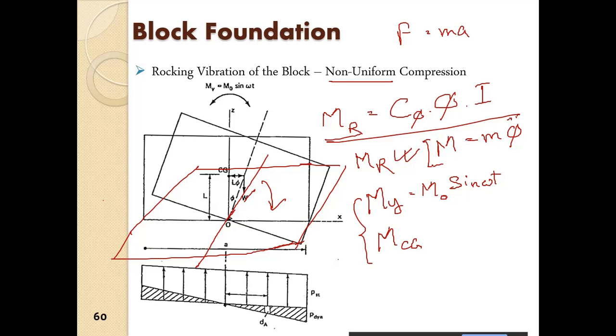Alright, so due to the soil reaction, that we can say. Then apart from that we have the moment M naught sine omega t, and we have the moment of the weight about the center of gravity, which is W into capital L, that is this L, not this one. So this is small l, and this is capital L into phi. So ultimately we can write the equation of motion.